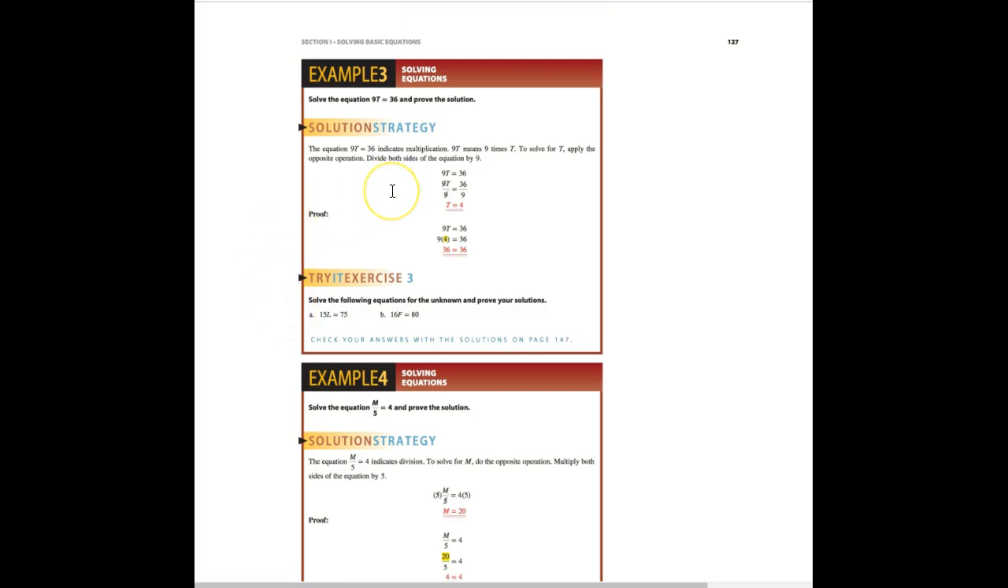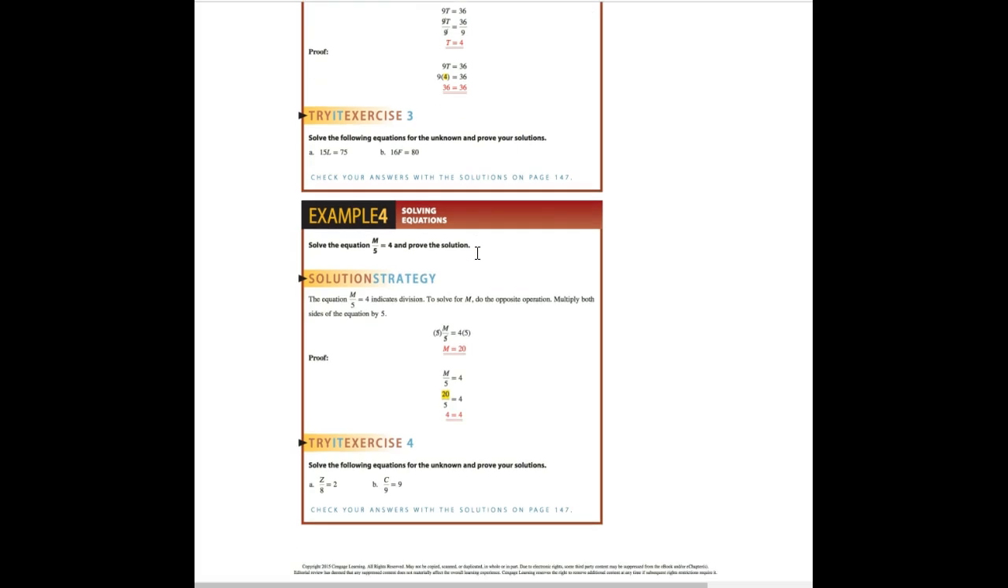Example 3 deals with multiplication: 9 times t equals 36. To get that t alone, we have to do the opposite of multiplication, which is division. And whatever we do to one side, we must do to the other. So we've divided each side by 9. You get t equals 4. Then they do the proof of checking their work. And it does come out correctly.